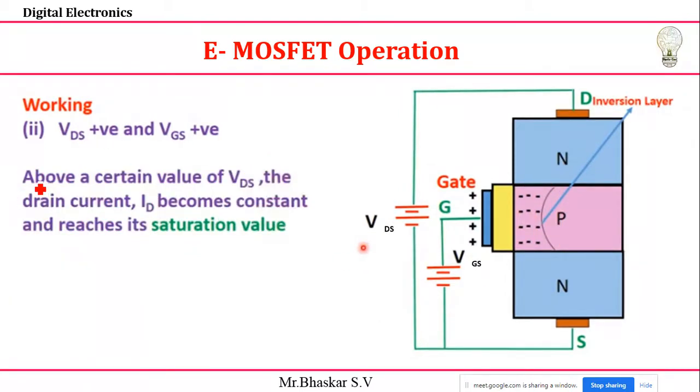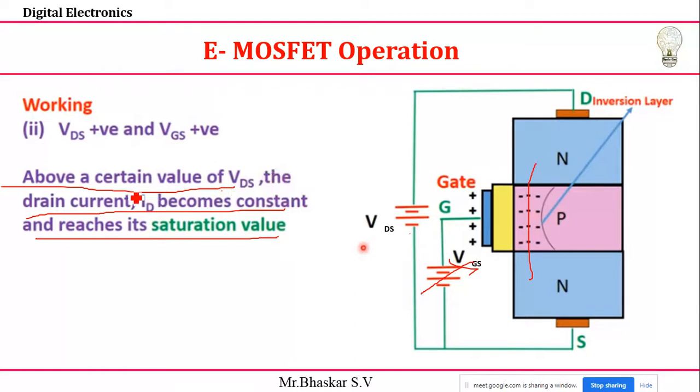Above a certain value of my VDS, the drain-to-source voltage, the drain current ID becomes constant and reaches its saturated level. If I continuously apply voltages and continuously increase my VGS, everything is okay to me. Electrons are moving from source to drain, that is also okay. Then how much current is flowing from drain to source? Once it has reached this, it totally depends on this.